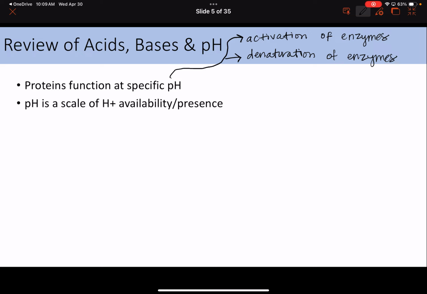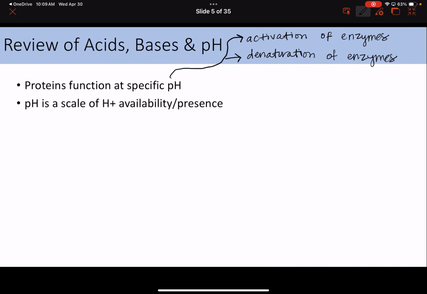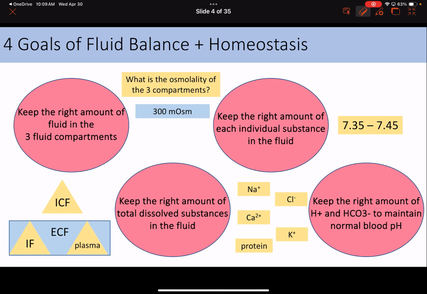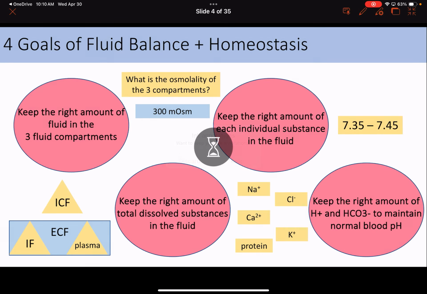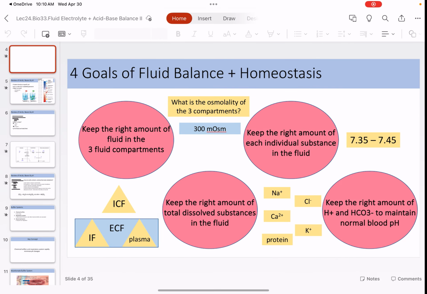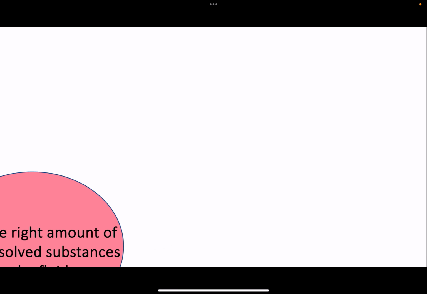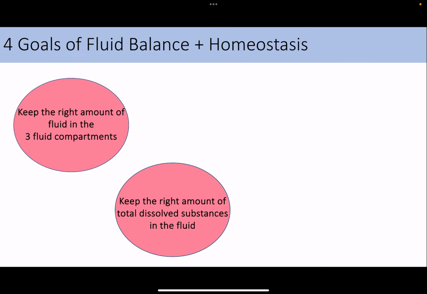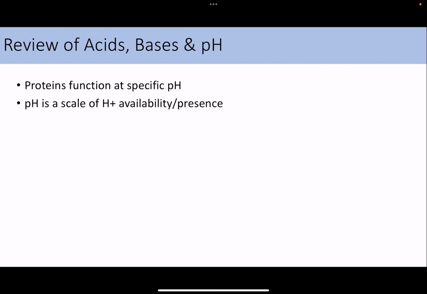pH is a scale of hydrogen ion availability and presence. So please make sure, oh man, you wrote that down already, right? Okay. Why do you do this to me? What is this? I have no idea what this is. No, stop. What? I don't know what that. I'm not trying to rehearse. Okay, but we're still recording. She's going to jump up across a bunch of different slides. Okay. I hate technology sometimes. All right, there we go.